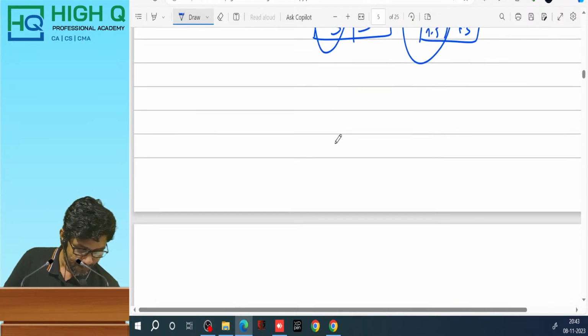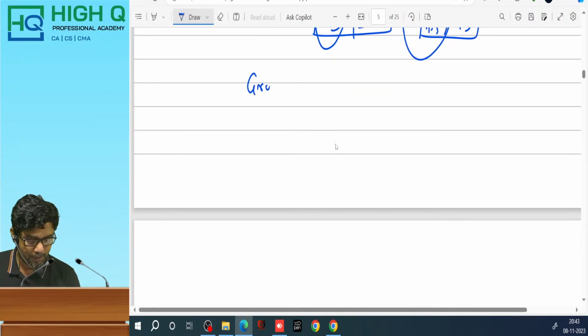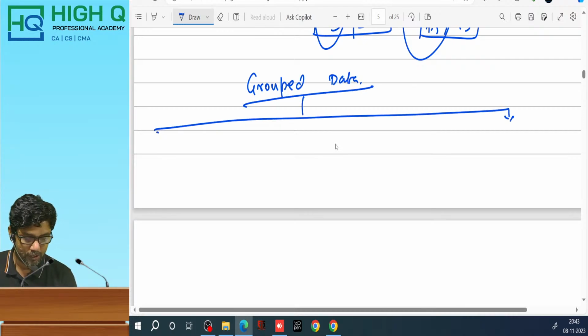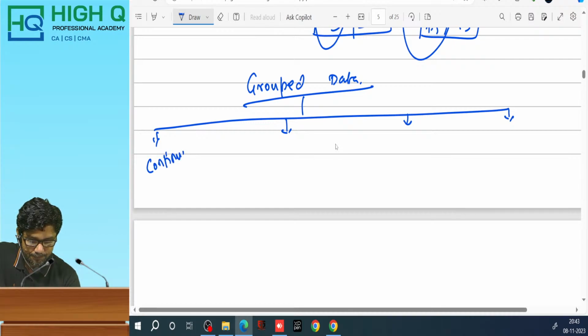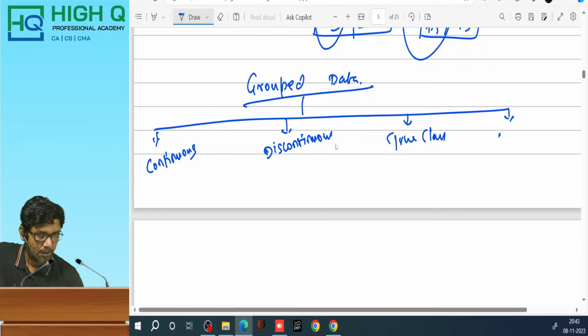Next, let me come to the grouped data. Now, very important, my dear. I'm going to cover at least 4 to 5 MCQs now. Look at this. In grouped data, we have got 4 types of grouped data, my dear. One is continuous. The other one is discontinuous. The third one is true class. The fourth one is open end.